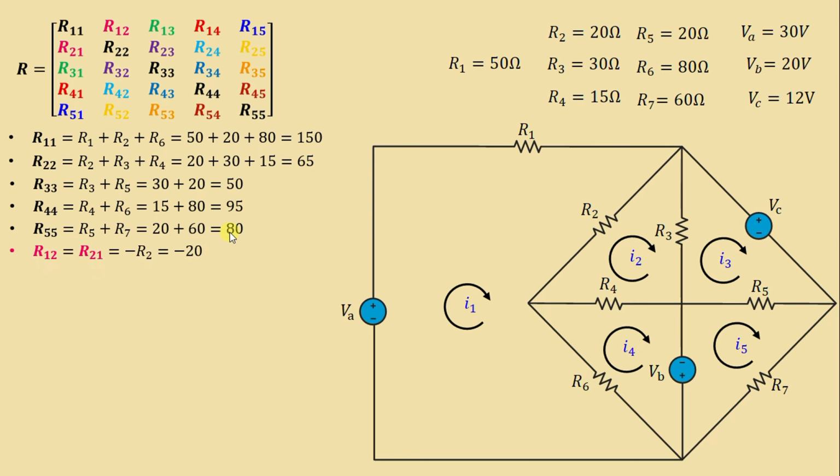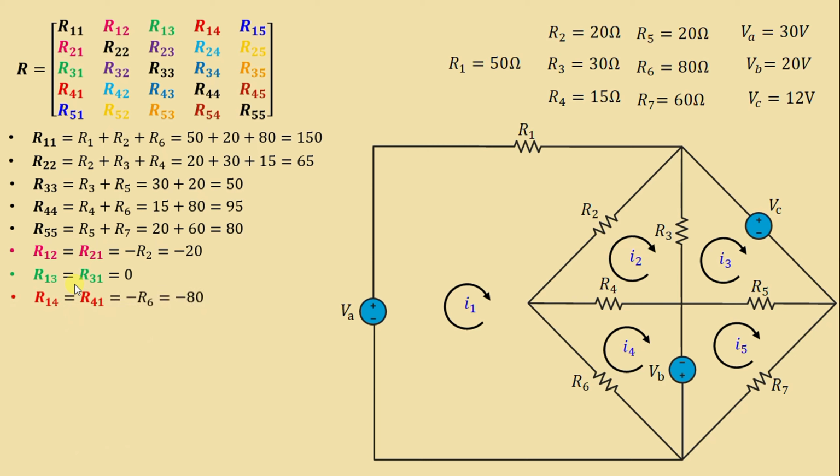R12 is equal to R21, the negative of the sum of the resistances in common with meshes 1 and 2. This is mesh 1 and this is mesh 2. The common resistance is R2. That's why we have negative R2, equal to negative 20. Let's go to R13 and R31. This is mesh 1 and this is mesh 3. There is no common resistance between mesh 1 and 3. Then we have R13 is equal to R31 is equal to 0.